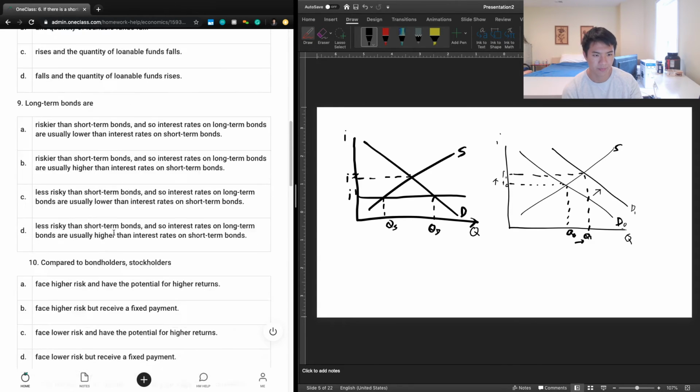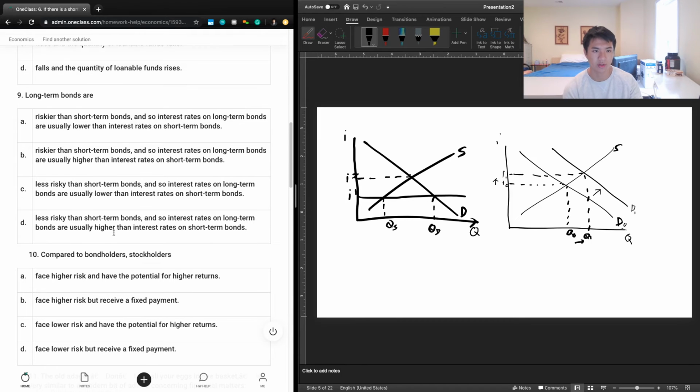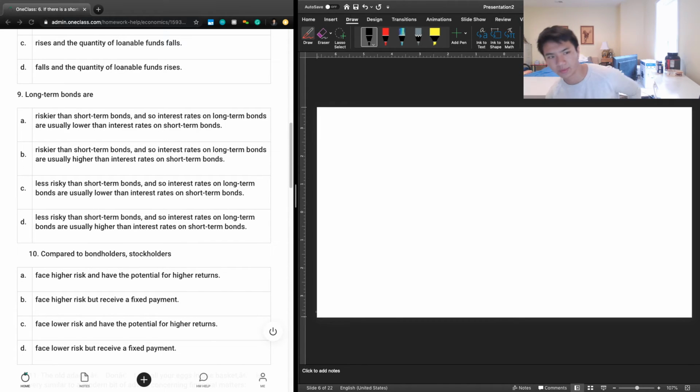Okay. Number 9. Long-term bonds are which of the following? Long-term bonds are either riskier or less risky than short-term bonds, and their interest rates are either lower or higher than interest rates on short-term bonds. So this is, again, a definition-based question, a little bit finance-related, but it refers to basically risk.